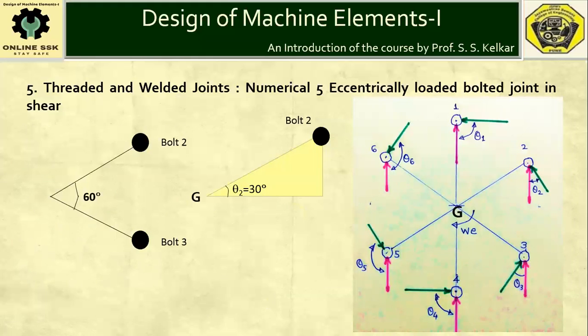Now to decide the directions, we have to apply the logic for the primary force. The primary force is acting opposite to the direction of the applied force. The applied force is in downward direction. Therefore, the pink colored primary forces shown in upward direction will be in upward sense, because the external applied load is in downward sense. Now, as far as the secondary forces are concerned, secondary forces will try to rotate the plate or the bracket in opposite sense to the sense of rotation caused due to the externally applied load.